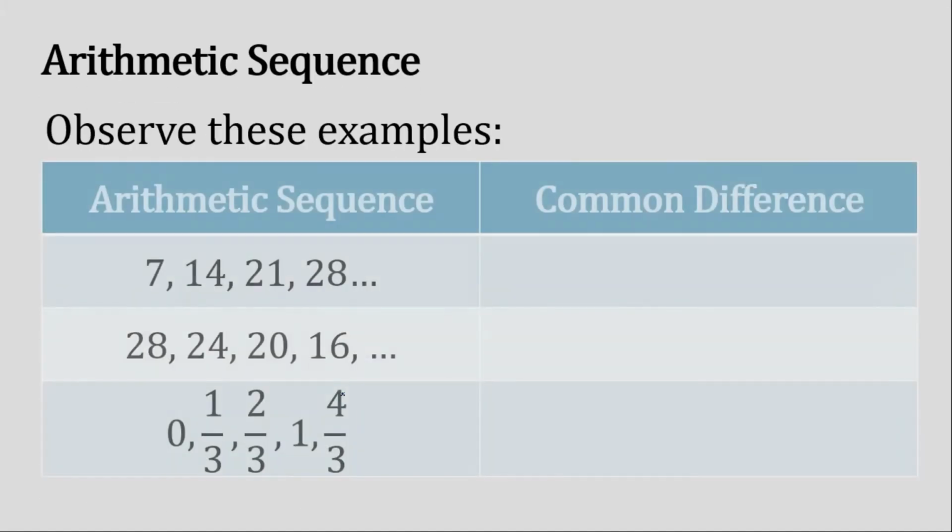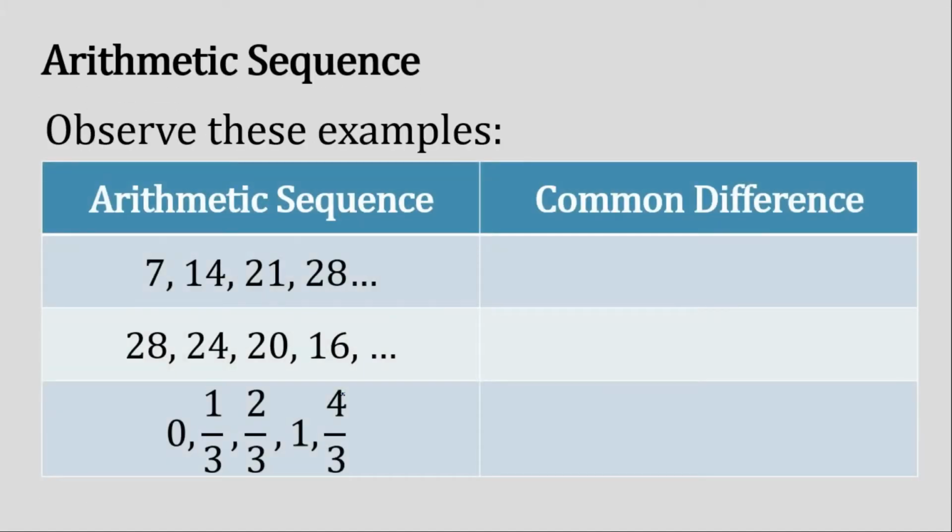Now observe these examples. On the first example, 7, 14, 21, 28, it is an arithmetic sequence with a common difference of 7. Check that. 14 minus 7 is 7. 21 minus 14 is also 7. Then 28 minus 21 is also 7. That's why the common difference is 7.